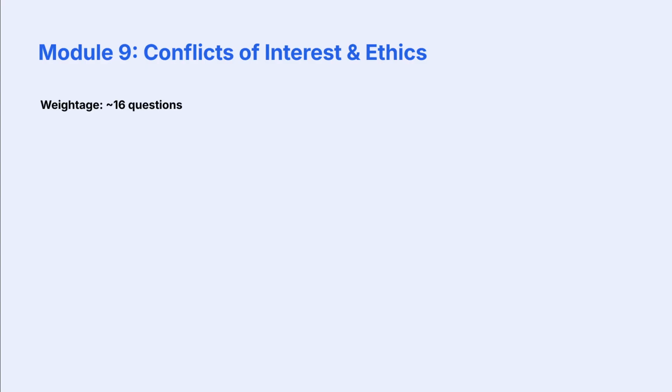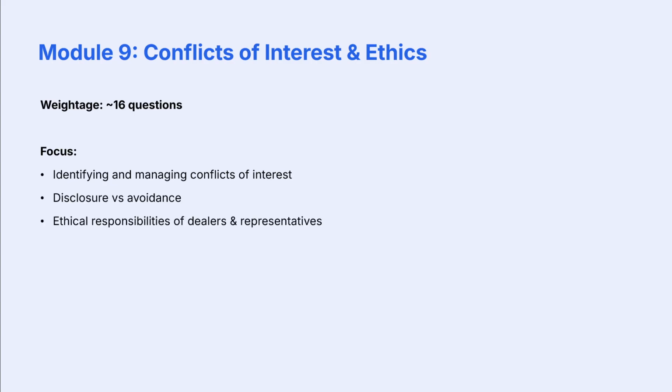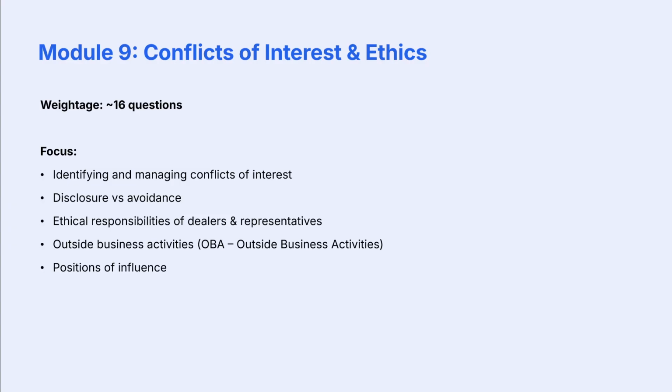Ninth module, it's kind of important. 16 questions would be there in the exam. Conflict of interest and ethics: identifying and managing conflicts of interest, disclosure versus avoidance, ethical responsibilities of dealers and representatives, outside business activities OBA, positions of influence, confidentiality, information barriers, cybersecurity. We are going to discuss all that.